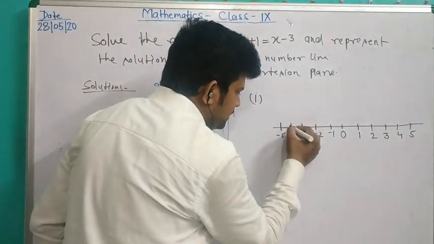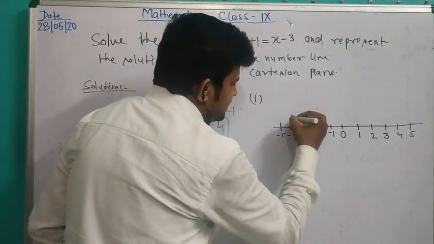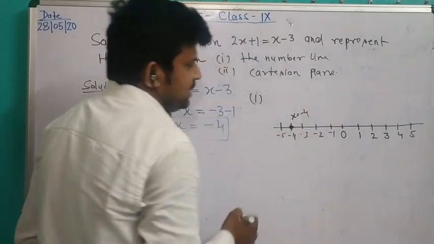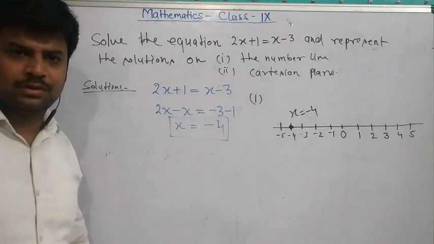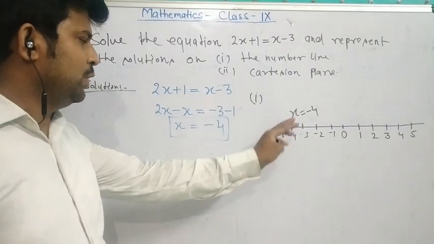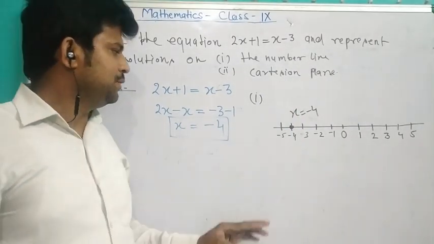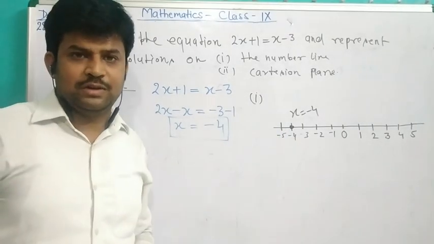This point is what? This is x is equal to minus 4. Okay, this is the point x is equal to minus 4. This is the linear equation in one variable.